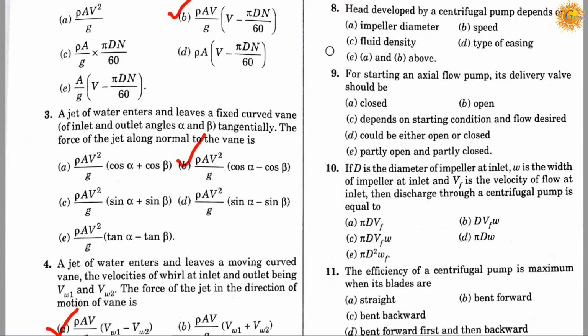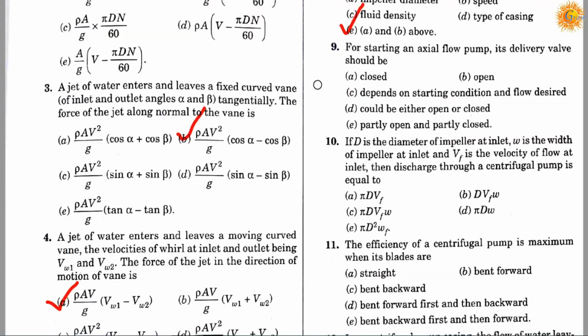Question number 8. Head developed by a centrifugal pump depends on option A, impeller diameter, option B, speed, option C, fluid density, option D, type of casing, and option E, A and B above. So the correct answer is E, A and B above, meaning impeller diameter and the speed.